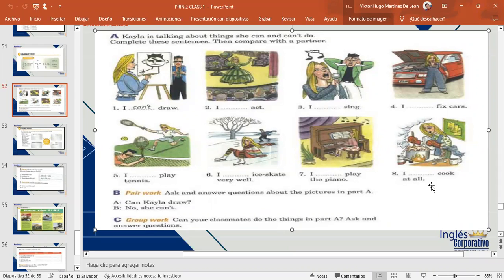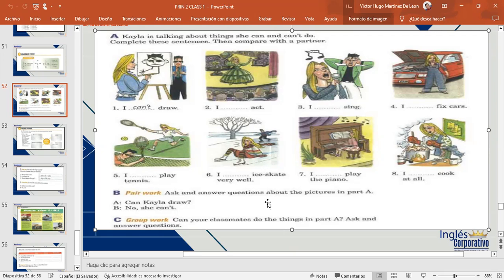I can't cook at all. Excellent. Very good. Okay, now we're gonna go to the break rooms and we're gonna have a conversation here. You're going to ask this kind of question, like, can Kayla draw? No, she can't. Can Kayla sing? Yes, she can. Can Kayla act? Yes, she can. Can Kayla sing? No, she can't.